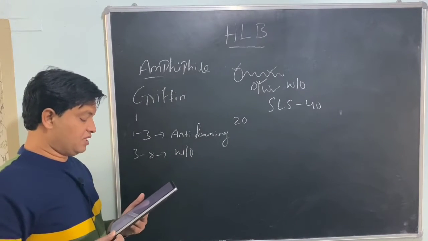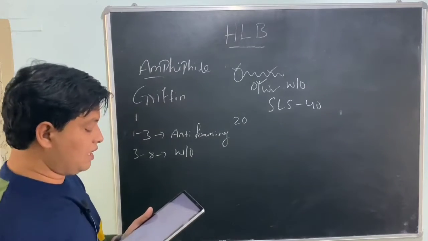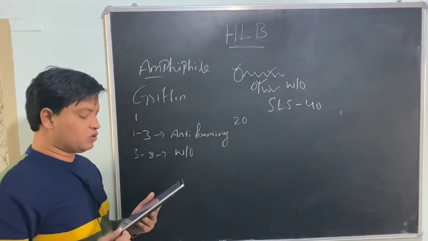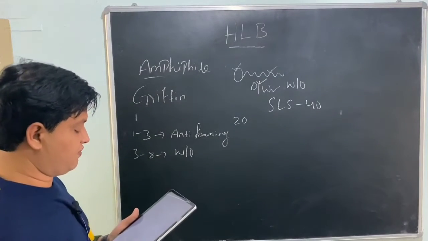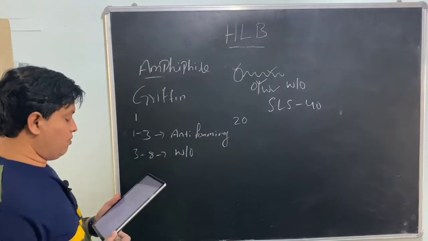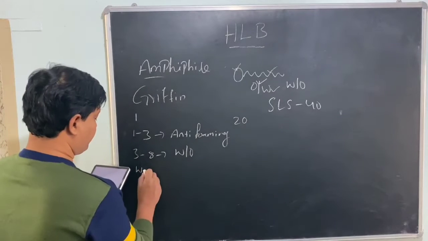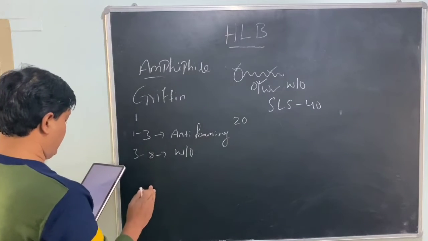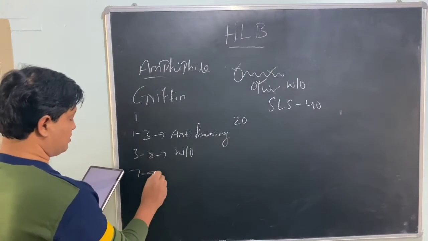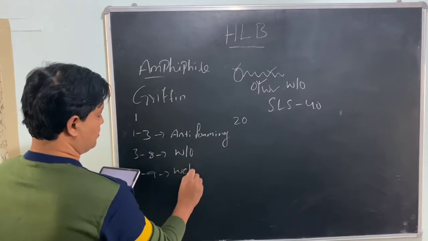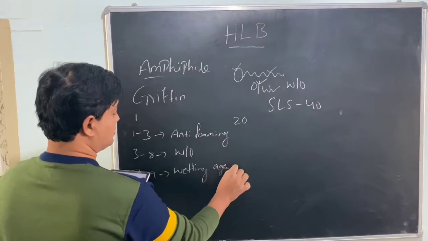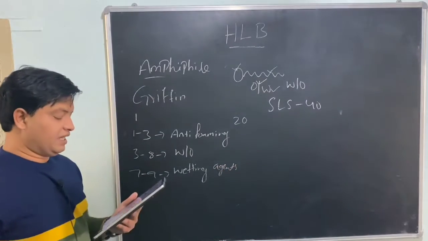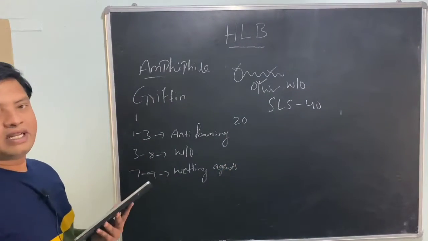Examples for this are alkali metal soaps, ammonium soaps and triethanolamine. These are the examples for this phase. Next we have wetting agents. The next value is 7 to 9. Wetting agents. So what are the wetting agents?